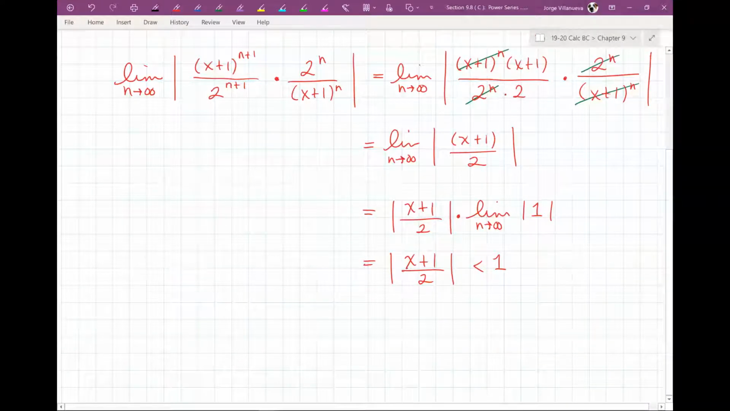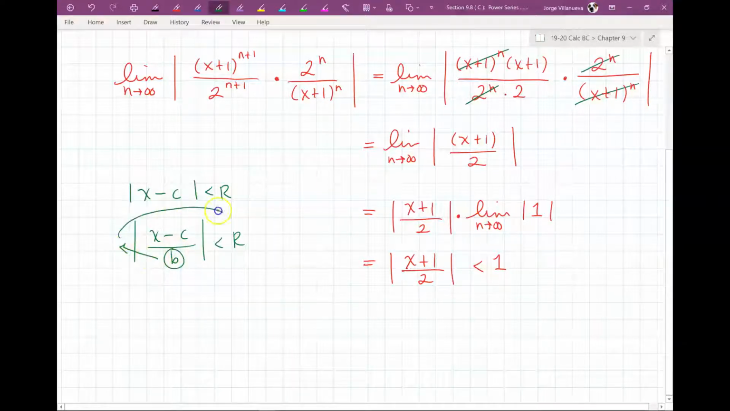Okay, now a lot of times people will say, oh, so R is 1. But no, if you look at the way this thing looks, it's supposed to look like this: absolute value of x minus c less than R. Not x minus c over b less than R. It's not supposed to look like that. So what you're supposed to do is get this b value, factor it out, and then solve for it over here.